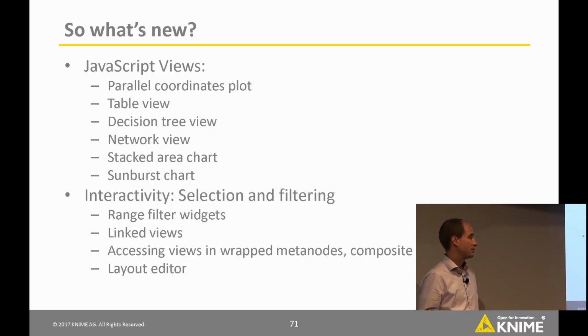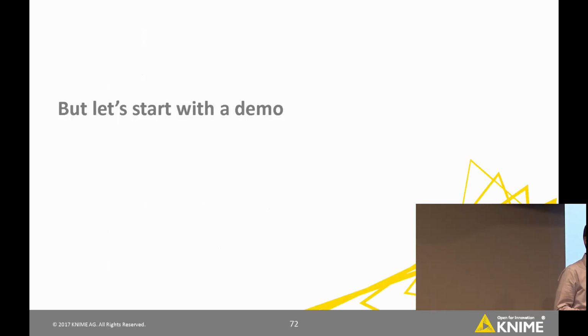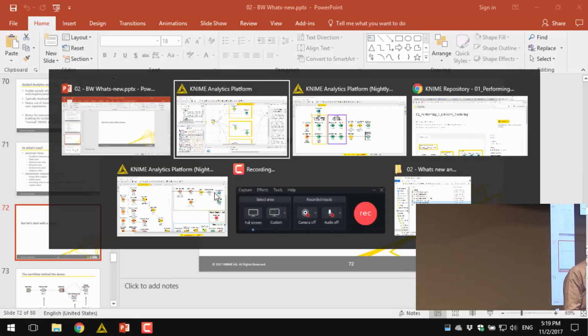Most of this showed up in KNIME 3.4, including range filter widgets, views that are linked to each other, and some other nice things inside of KNIME. Before I get into too much detail, let me just start with a demo, if I can find and make this all work.